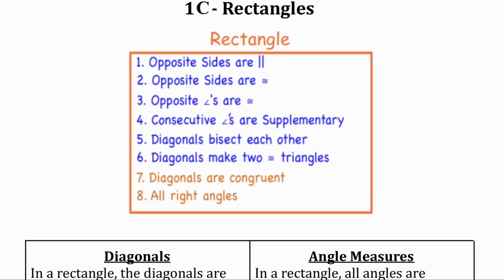Taking a look at rectangles. So we're going to look at what properties make a parallelogram a rectangle. A rectangle has all of the same properties as a parallelogram, but it has two additional properties. The first one is that diagonals are congruent to one another, and the other one is that all of the angles are right angles. Now that one you're probably super familiar with, but all angles are right angles, which means they're all 90-degree angles.